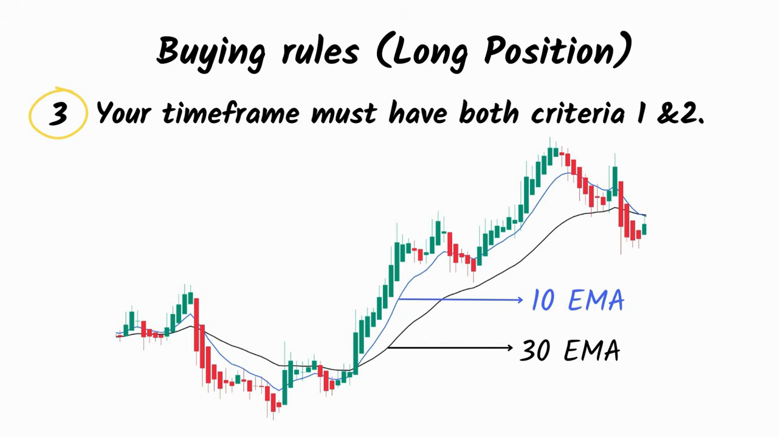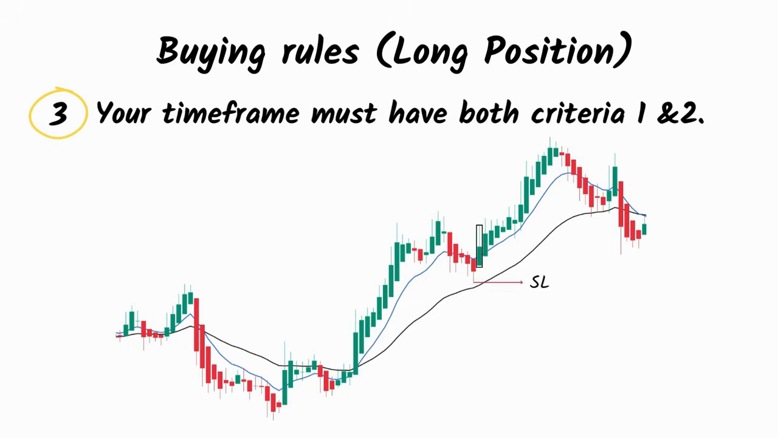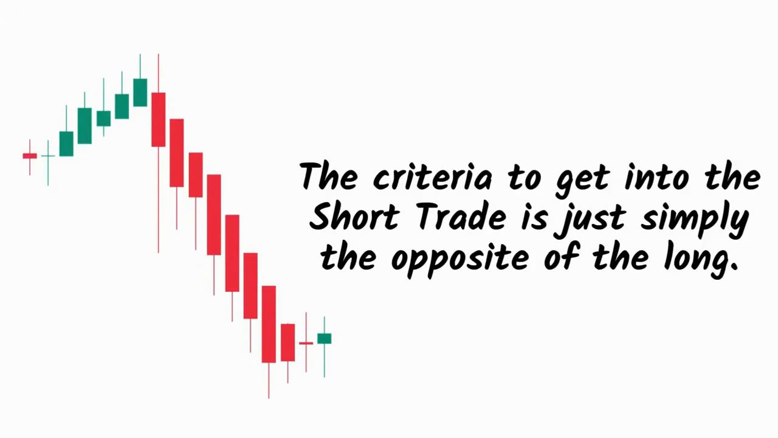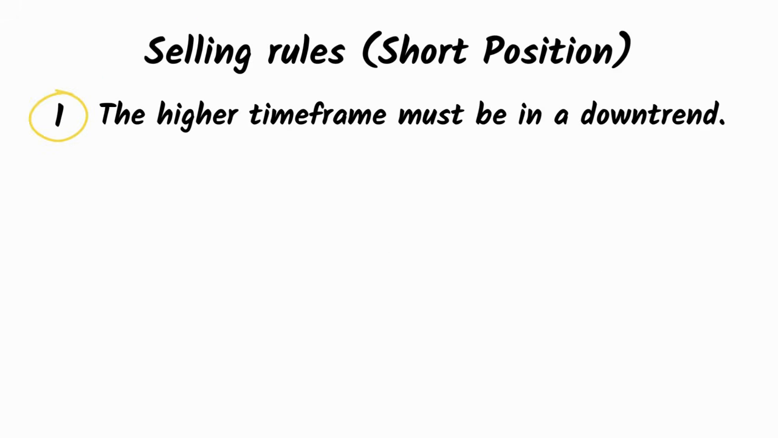Criteria number 3. Both criteria 1 and 2 must be satisfied on the time frame you're trading. I wait to go long when these three criteria are in place. When the price bounces off either the 10 EMA or 30 EMA, and the first bullish Heiken Ashi bar forms a higher low, we take an entry and place a stop loss below the current swing low.